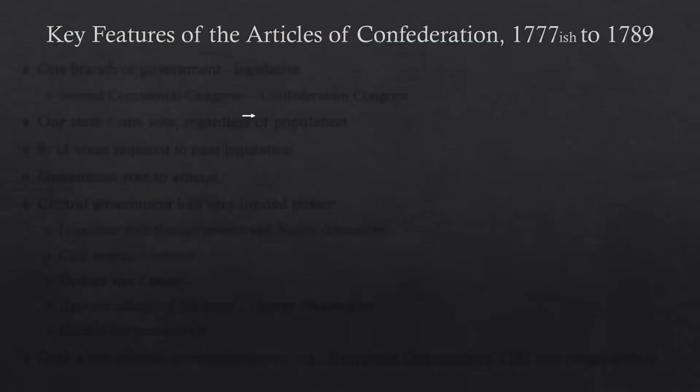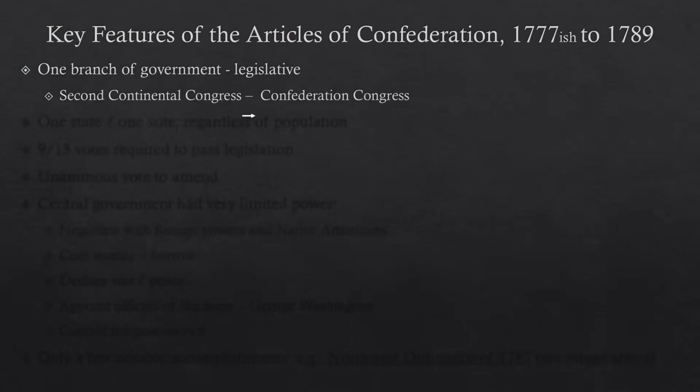Here are some key features of the Articles of Confederation. It formed one branch of government, just a legislature. There was no executive, there was no president, there was no Supreme Court, no judicial system. It was just a legislative branch. It took the Continental Congress that we were talking about previously and started calling it a Confederation Congress. So each state could send 2 to 7 delegates to serve in the Confederation Congress. Each state would have one vote, regardless of their own population.